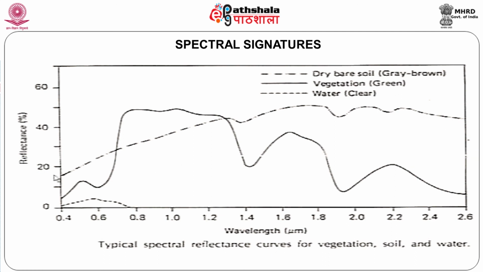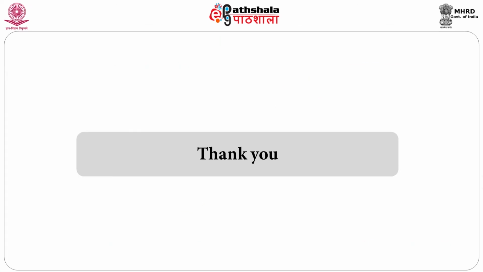So, dry barren soil will behave in this way, whereas the same soil, if it is moisturized, if it is wet in nature, naturally there will be a lot of absorption. It will behave the way it behaves with respect to water. So, the greater the water content in the soil, the greater the absorption. Let us not go into too many details about that, just get an idea. Different objects behave differently with respect to different wavelengths. That is the bottom line I want to explain to you.